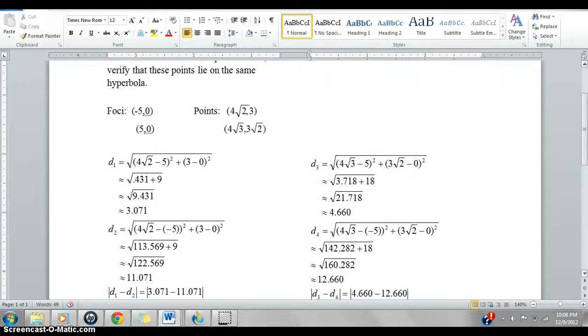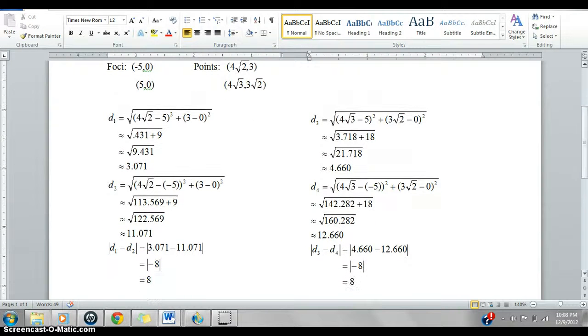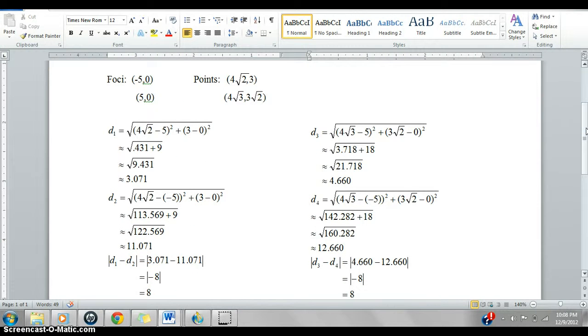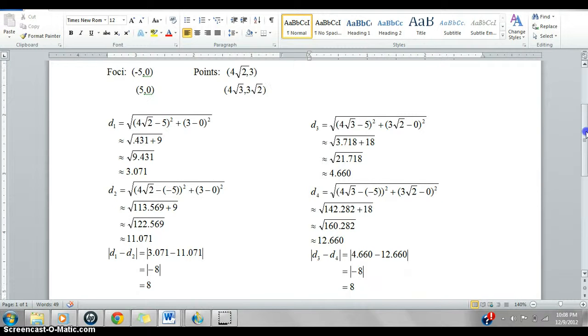What I expected them to do was pick a D1. In this case, D1 is the distance between this point and this focus, and work that all out. And then D2 is from the same point to the other focus. And then we take D1 minus D2 and we get some constant, 8. And then we do the same thing down on this side. Take a point, pick a focus, find the distance. Take the same point, pick the opposite focus, find the distance, and they both worked out to be 8.